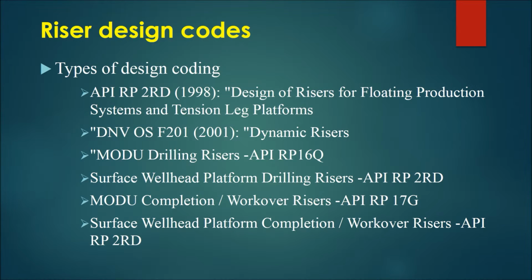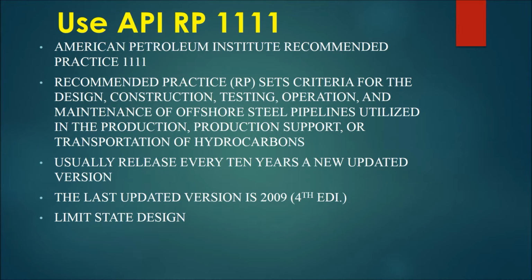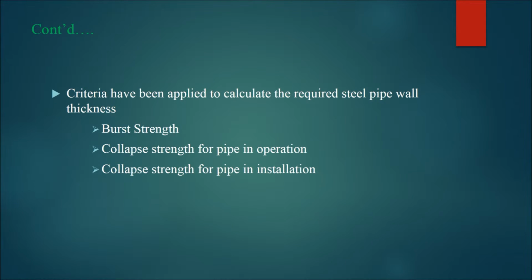So we have so many criteria, of course, globally, but we have to only focus on API RP 2RD. So what is API RP 1111? API RP 1111 is the American Petroleum Institute recommended practice, which covers implementing and controlling the design of a riser in the USA. For instance, criteria have been applied to calculate the required steel pipe wall thickness for burst strength and collapse strength for pipe in operation and in installation.